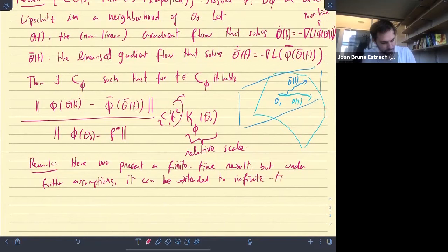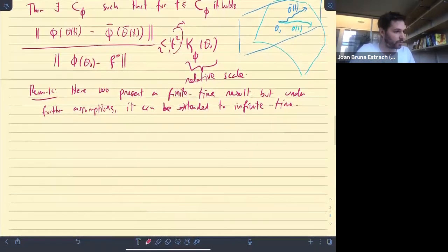So this result is basically quantifying or formalizing this intuition that if your model at initialization has small curvature, then you are not going to make a big error if you want to understand what the model is doing by replacing it by its linearized version. So again, depending on which community you come from, you might take this result as being great news or as being very bad news.